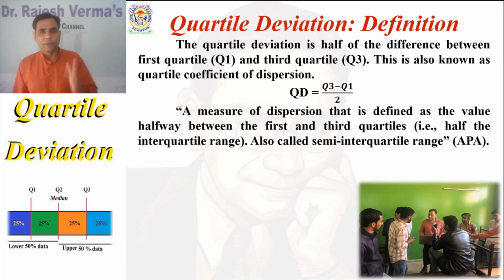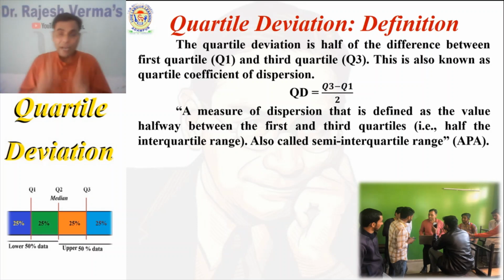As per the American Psychological Association, quartile deviation is a measure of dispersion defined as the value halfway between the first and the third quartiles. Again I am reminding you, I am not talking about quarters, I am talking about quartiles. You must be able to differentiate between quartile and quarter. That is half the interquartile range. You know what the interquartile range is? Q3 minus Q1 is the interquartile range. If we divide that range into 2 equal parts, it becomes quartile deviation, or it is also called the semi-interquartile range. So you do not have to confuse it.